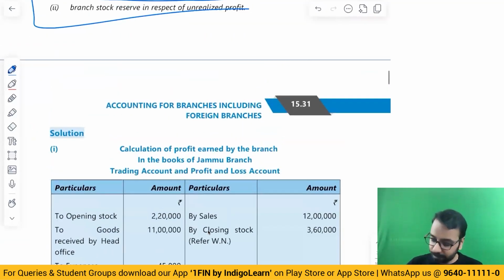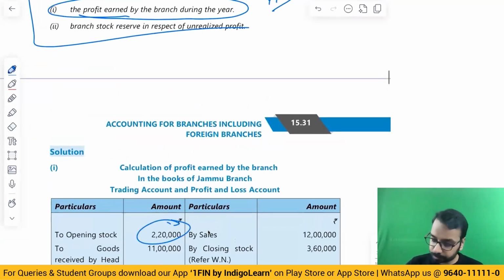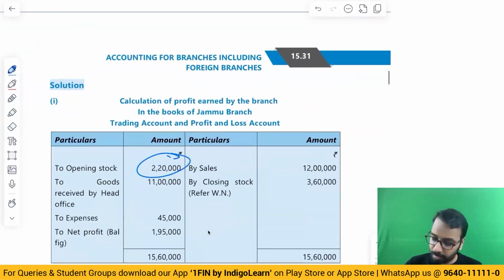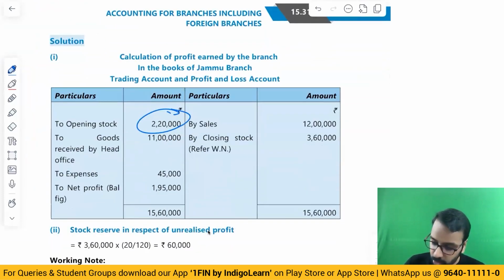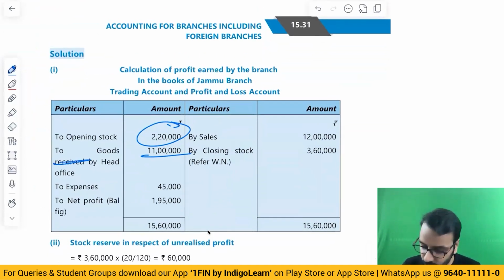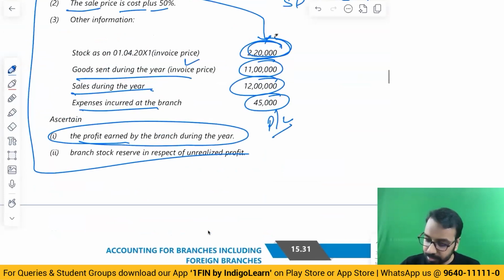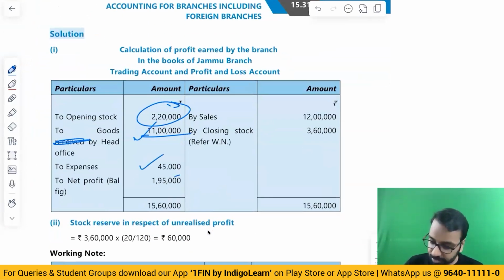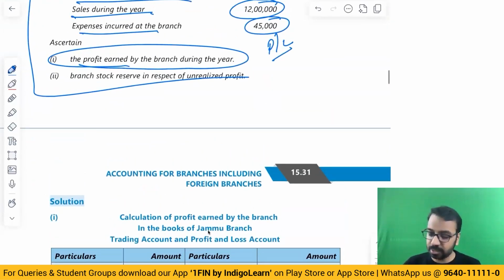Now, while preparing the P&L, opening stock 2,20,000. We are maintaining it at the invoice price. Then goods sent by the head office, 11 lakhs, recorded at 11 lakhs, expenses 45,000, net profit. Sales is done at 12 lakhs, closing stock is 3,60,000.